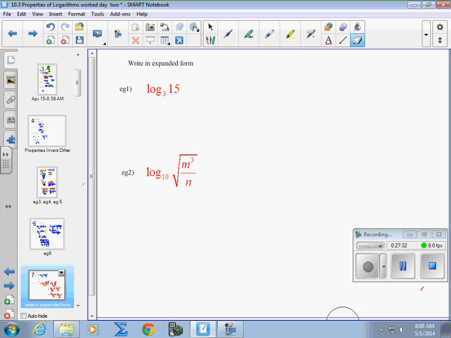All right, here's some more examples. Let's look at these. My first example up here says log base 3 of 15 and asks you just to write it in expanded form. Obviously, there's only 2 factors of 15, so you have log base 3 of 3 plus log base 3 of 5.